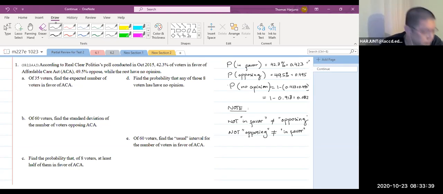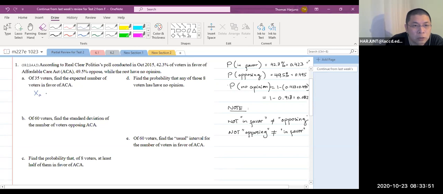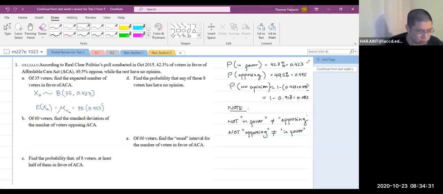Okay, part A. Of 35 voters, find the expected number of voters in favor of ACA. I will use blue color for the things you don't need to write in your test, but I write it here just to clarify what random variable we're dealing with. X subscript A here is binomial, number of trials 35, and probability of in favor of ACA is 0.423. So the expected value, either you use EX or you use mu, equals N times P. That is 35 times 0.423, that's 14.805.